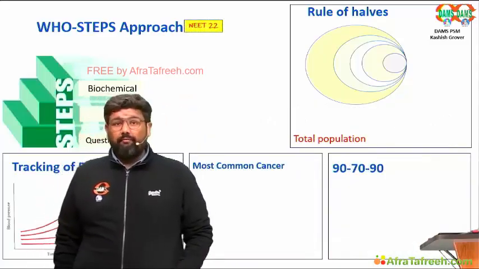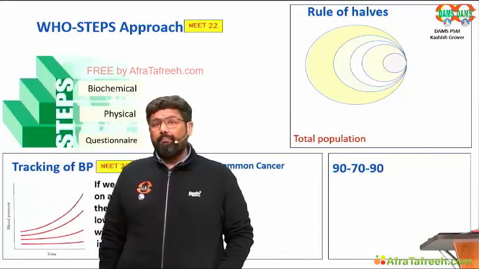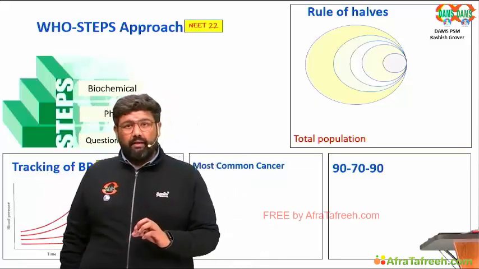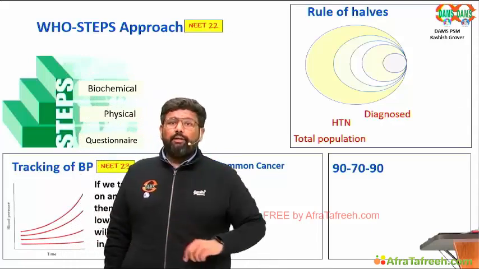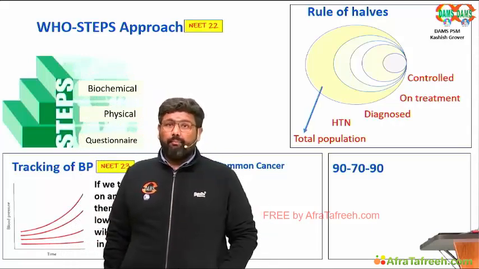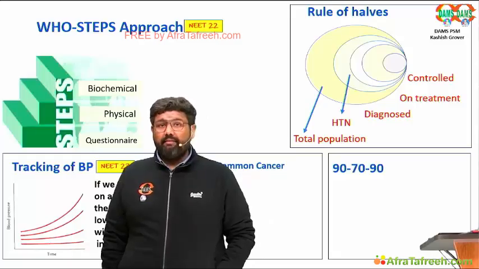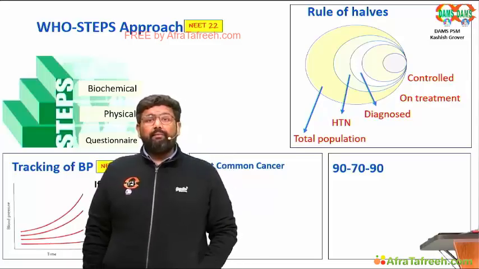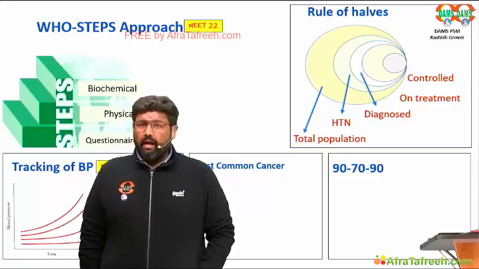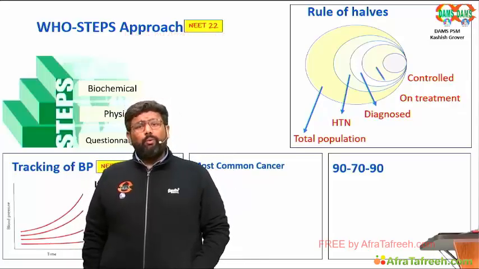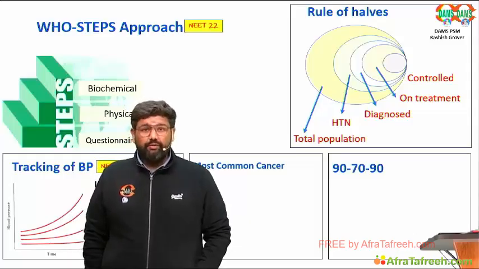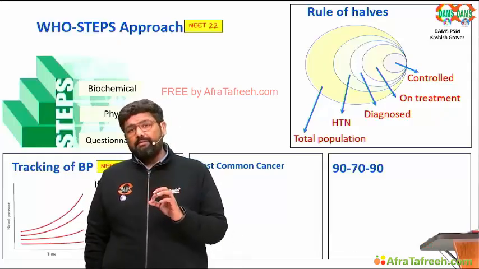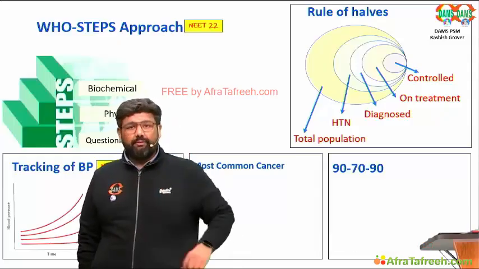Now rule of half. Rule of half is for hypertension. Out of the total population, 50% have hypertension. Out of those who have hypertension, 50% are diagnosed. Out of those who are diagnosed, only 50% are taking the treatment. Out of those who are taking the treatment, only 50% have controlled blood pressure.